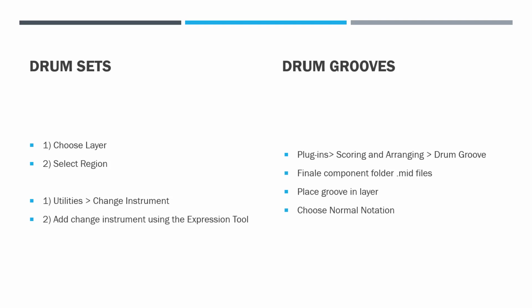For drum grooves, we're going to use a plugin. We just go to Plugins, Scoring and Arranging, Drum Groove. And Finale will use our custom MIDI files in the drum grooves, so we can make our own drum grooves. It's located in the component folder, and we just place the groove in the layer and choose normal notation, and it will adapt it to as many measures as we are trying to fill.